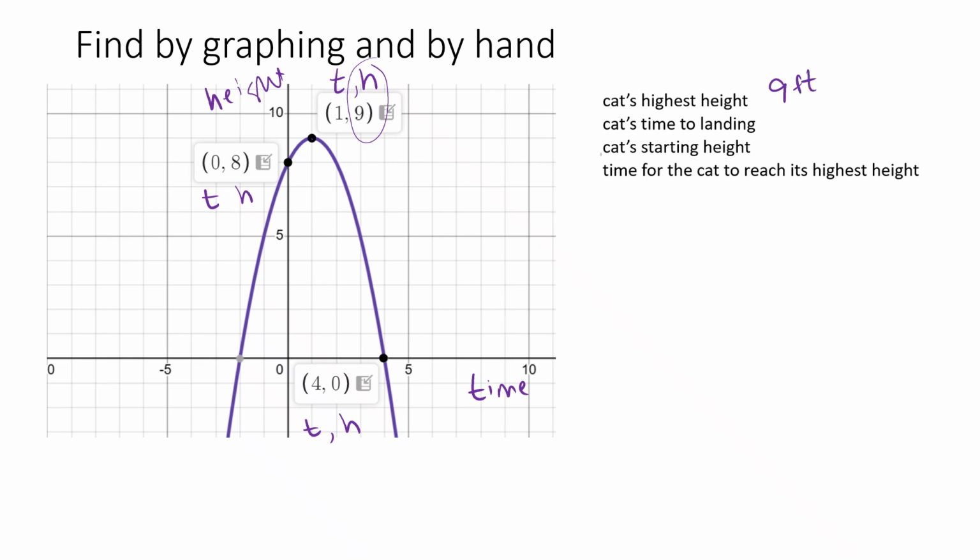What is the cat's time to landing? So here goes the cat jumping up, landing. So the time to get the cat to land would be right there. That would be 4 seconds. That's impressive. It's a long time to be in the air. The cat's starting height is right here, okay, when time is equal to 0. So the cat is starting at a height of 8 feet. And the time for the cat to reach its highest height, well, that is another vertex question, and that would be the x coordinate, and that would be 1 second.